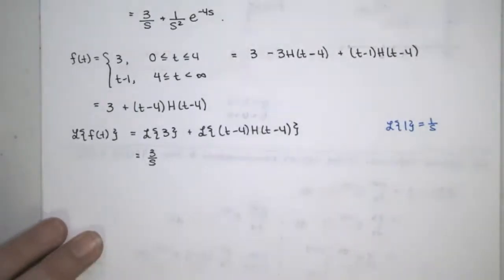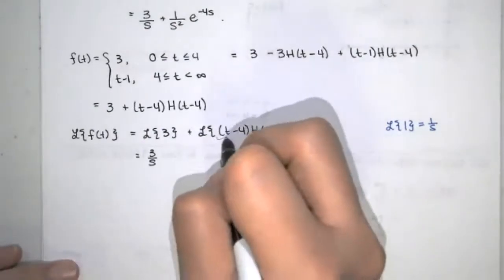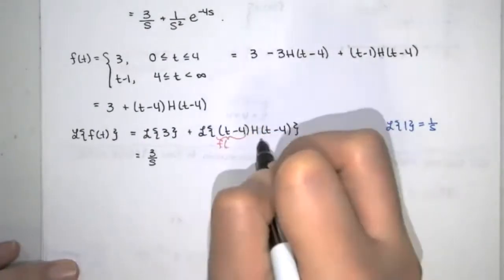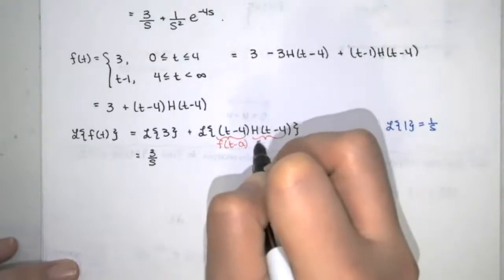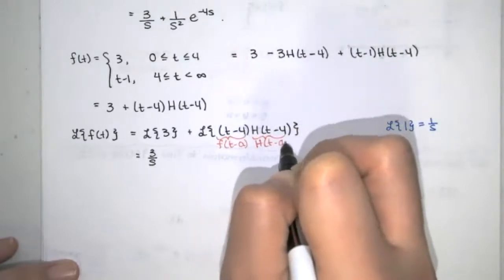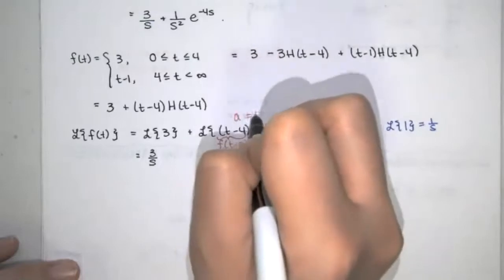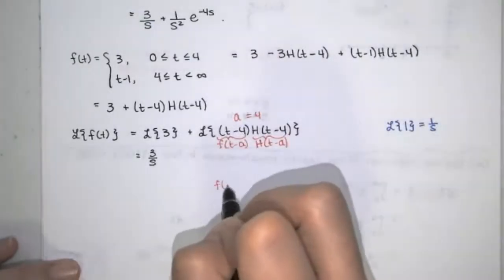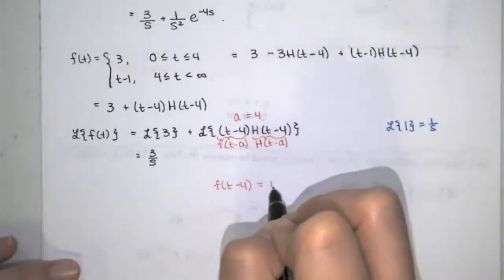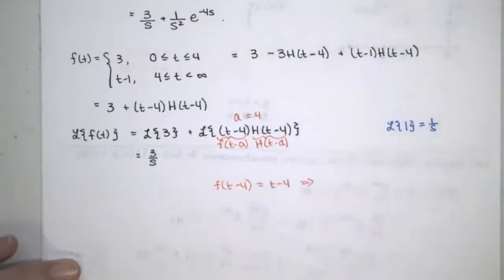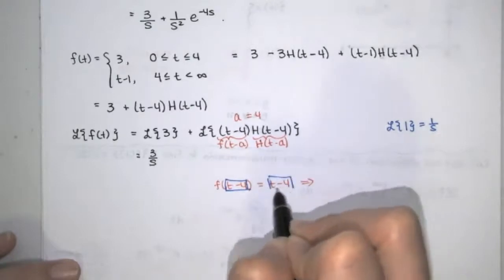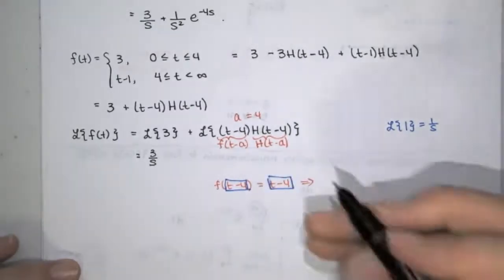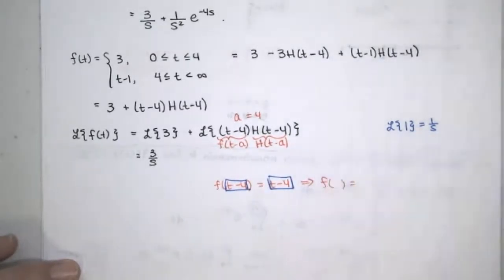And then this expression can be evaluated in this way. If this is h of t minus a and this is f of t minus a, we see that a is equal to 4 and f of t minus 4 is equal to t minus 4. So whatever you put in is exactly what you get out. So that means that f of t must be equal to t.